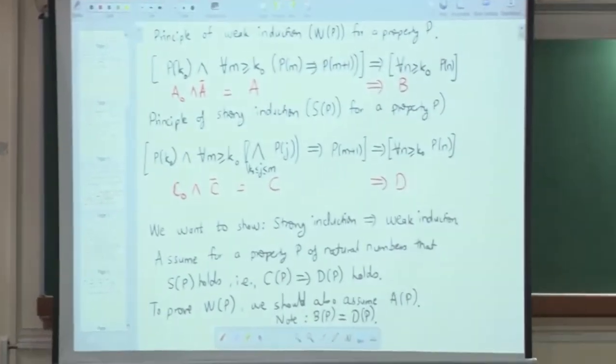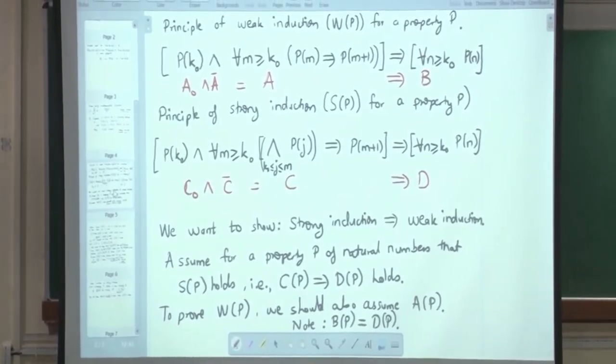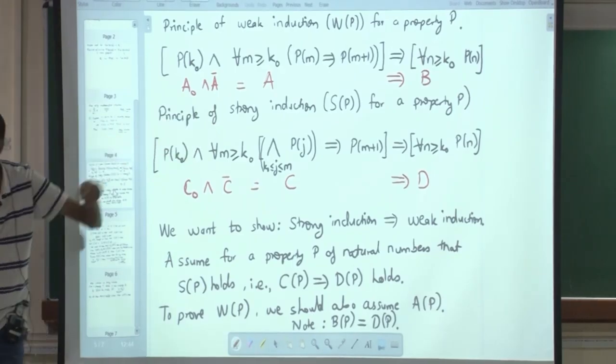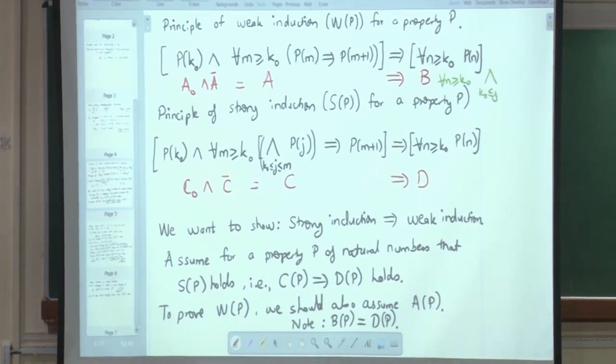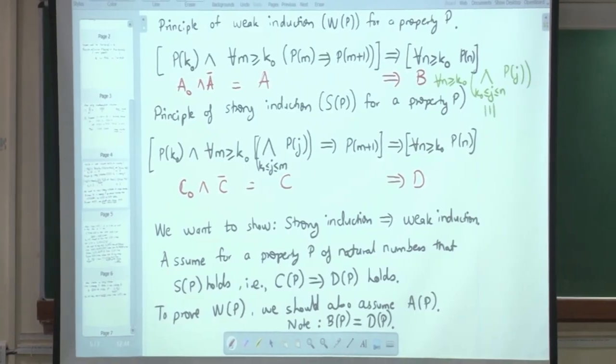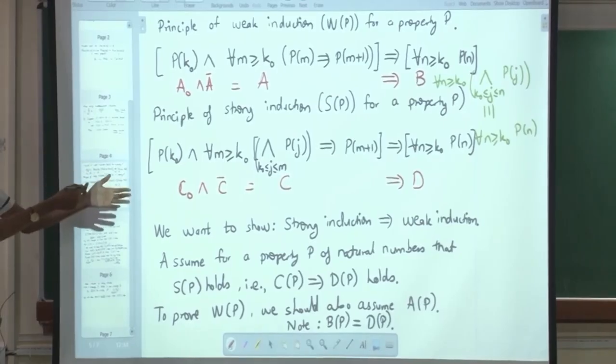Now, first of all, you all know that B of P is same as D of P. But now I'm going to claim that B of Q and D of P are also same. Observe that B of Q. What is Q? It's true for all of them. So if I'm saying for all n bigger equal k0, conjunction of k0 less equal j less equal n of p of j is true, this is logically the same thing as saying that for all n bigger equal k0, P of n is true. I'm just saying it in a more complicated manner, but it's the same.